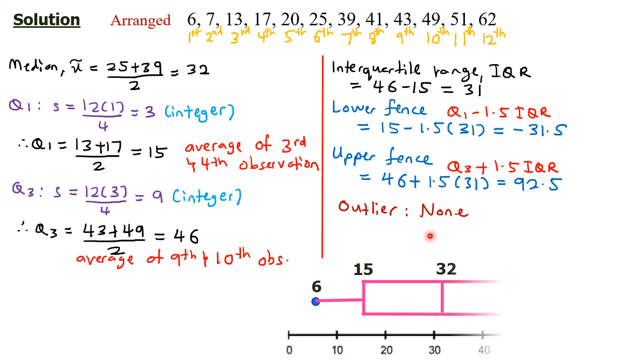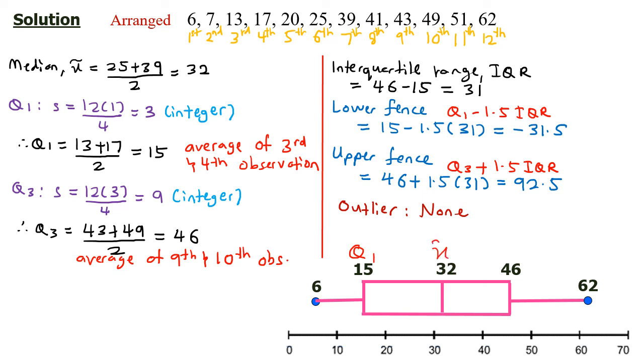After we find all these values, we can sketch our box and whisker. So this is our box. Remember, you have to label the 15 here to represent Q1, the 32 here to represent the median, and the 46 here to represent Q3. The 62 will be the maximum value and 6 will be the minimum value. Is that all? Not yet. You still have to interpret what you get from the box and whisker.